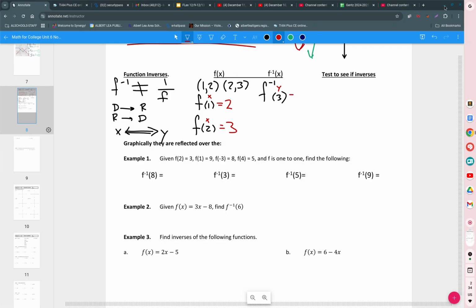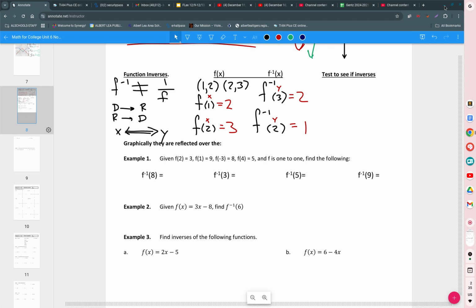2, right here. And if I ask you f inverse of 2, that means that if I have not an x value of 2, but a y value of 2, the corresponding x value is 1. So inverse, instead of finding the y value, it finds the x value. And that's what an inverse is. We all good?